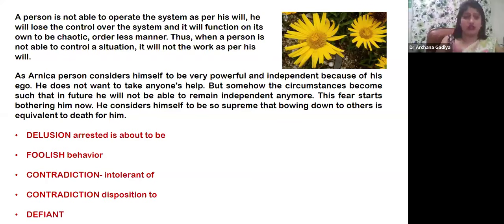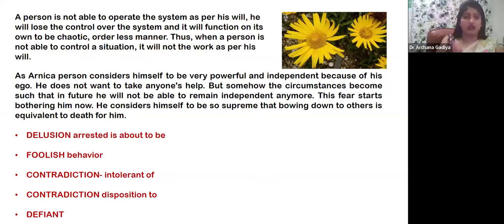As the Arnika person considers himself to be very powerful and independent because of this ego, he does not want to take anyone's help. But somehow the circumstances become such that in future he will not be able to remain independent anymore, and these fears start bothering him now. Now he gets that fear of what will happen in future. He considers himself to be supreme, so going down to others is equivalent to death at that time for him. So we have a rubric for this delusion.